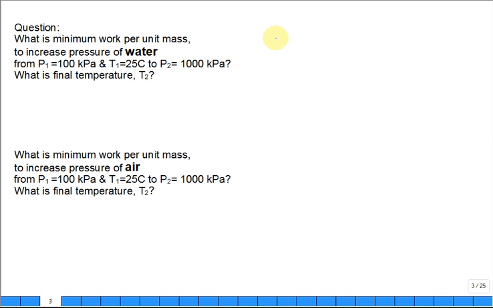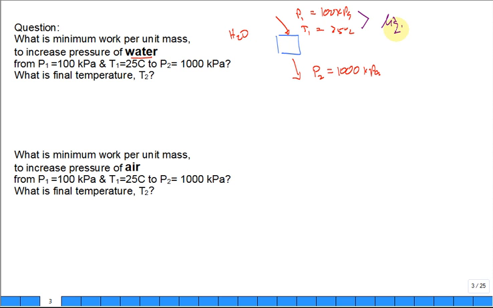So I have a device, I have fluid flowing in and fluid flowing out. In the first case, it's water, H2O, at a pressure of 100 kPa and a temperature of 25 degrees C. And I boost the pressure to 1000 kPa. Well, we know that water at this state is subcooled liquid. Okay, so it's liquid water. Hence, this is called a pump. And we feed energy, mechanical energy, to the pump.